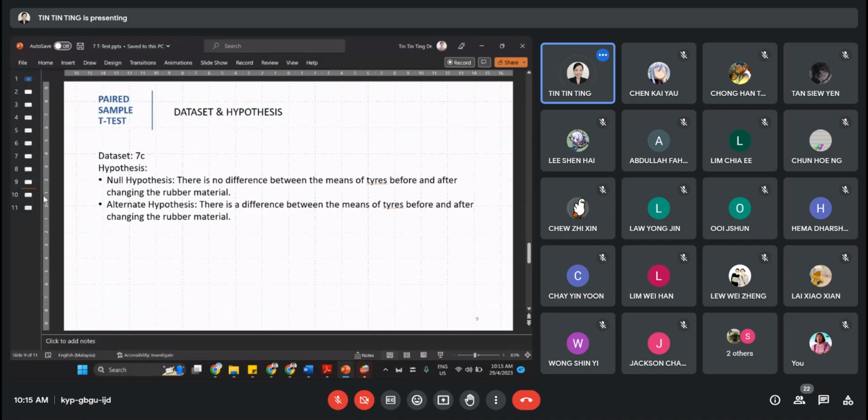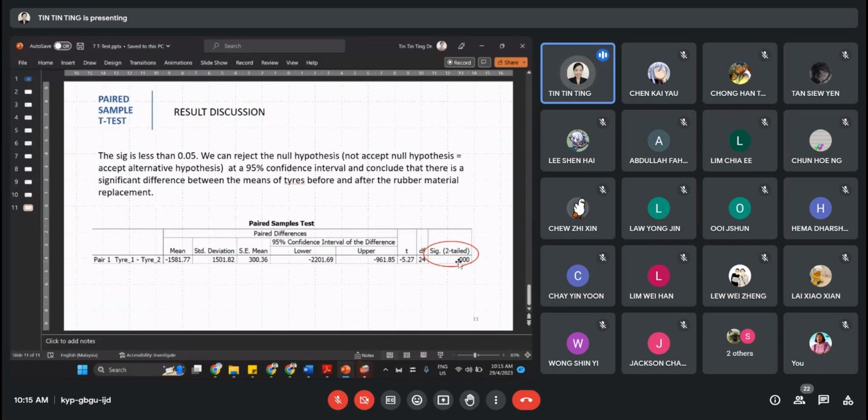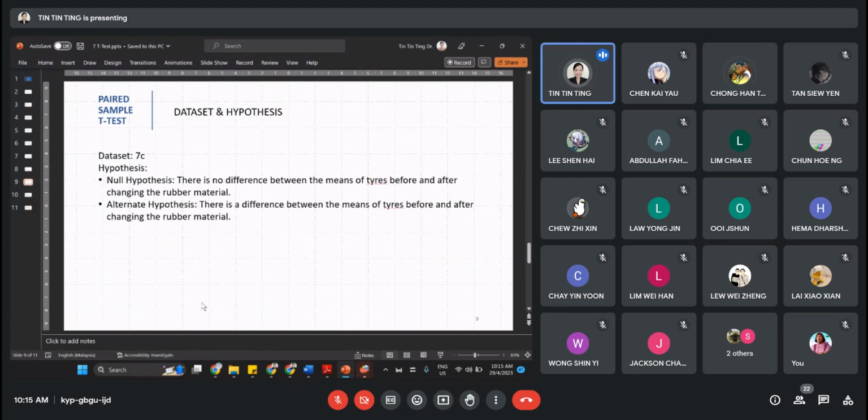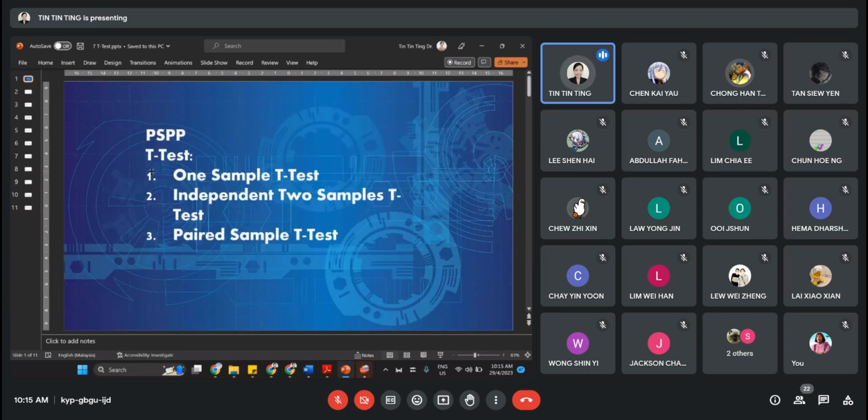SIG is smaller than 0.05. Oh, this one is alternative. Then accept the alternate hypothesis. Okay, any question regarding one sample, only one group? Two sample means comparing two groups. And paired sample means comparing yourself with different treatment, before and after a certain treatment.